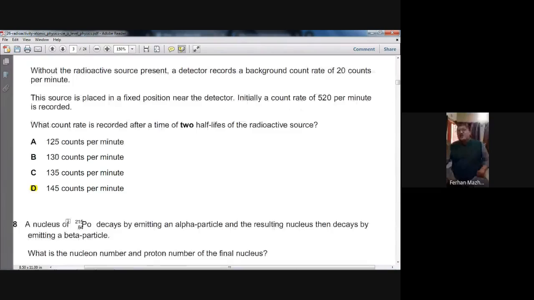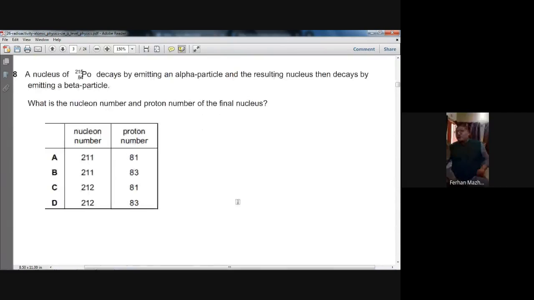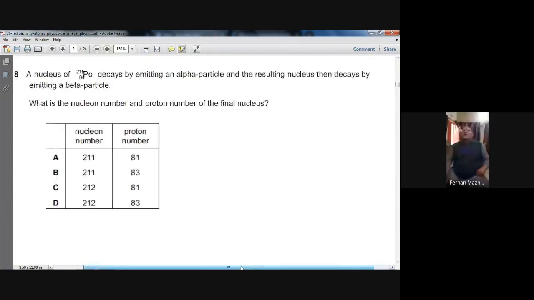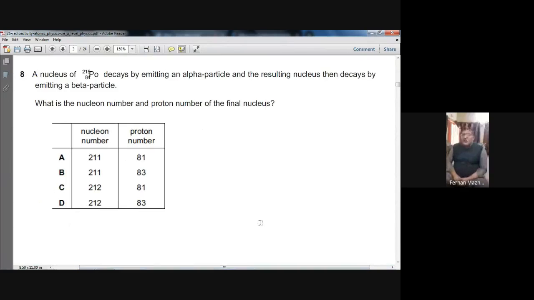Okay. On your screen, we have the next question. A nucleus of polonium, 215 84, decays by emitting an alpha particle and the resulting nucleus then decays by emitting a beta particle. What is the nucleon number and the proton number of the final nucleus? So two decays are happening here. Okay?